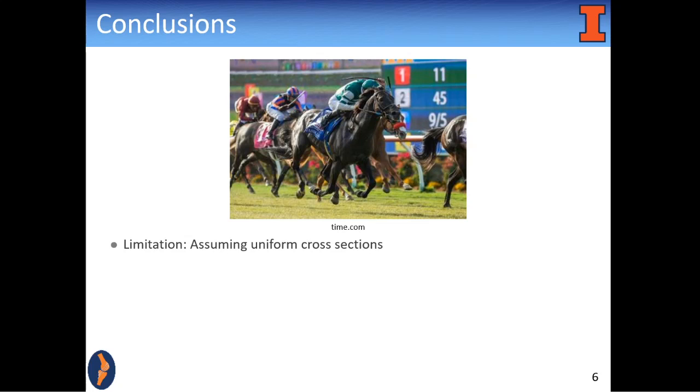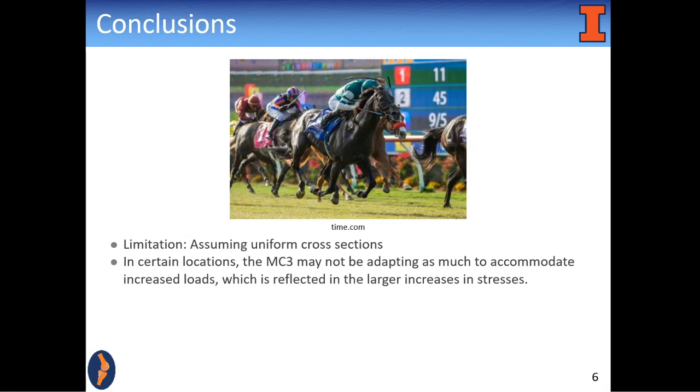One limitation of the study is that we assumed uniform cross-sections and didn't account for the density differences between trabecular and cortical bone. This could have slightly affected our calculated elastic modulus values, although they generally follow the same trends as previously published studies. Overall, we have found that there are certain areas of the MC3, specifically the proximal end, that are not adapting as well to increased stresses as the horse grows during its first year of life.